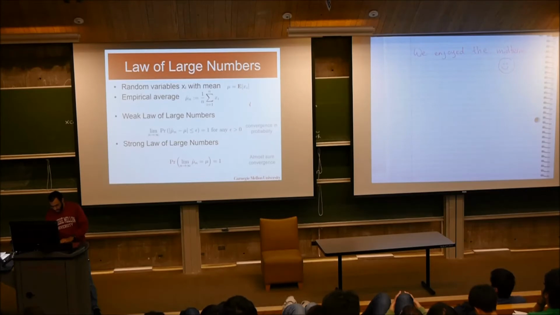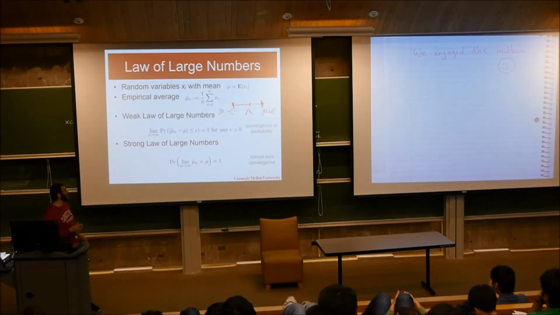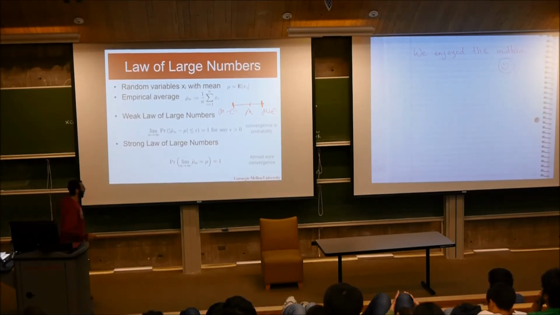So, for example, this is the true mean, this is mu minus epsilon and mu plus epsilon. The law says that as you get more and more data, in the limit, the probability that you stay within this interval will become 1. And you can make this interval as narrow as you want. This is called convergence in probability.